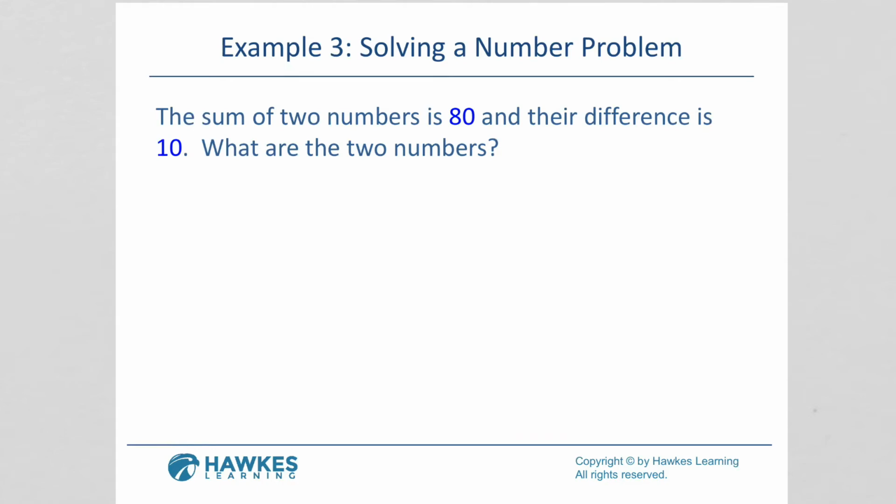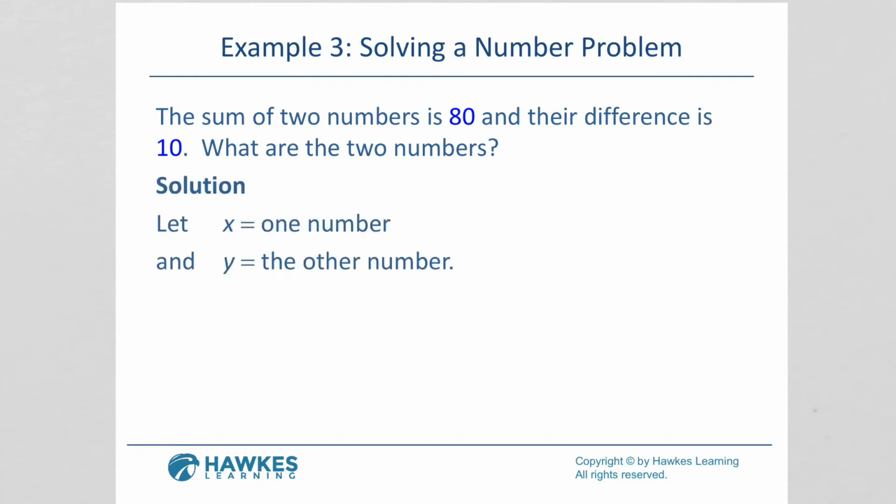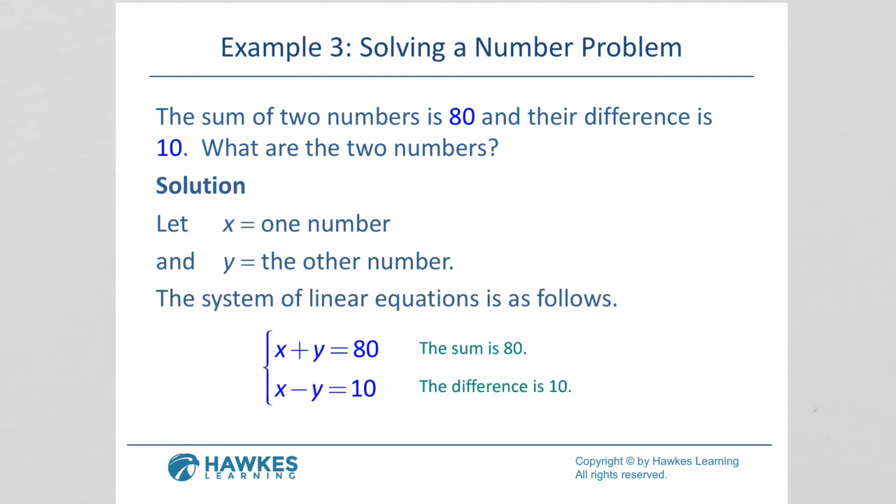Our third example, the sum of two numbers is 80 and their difference is 10. What are the two numbers? We start by defining our variables. So we're going to let X equal one number and Y equal the other number. And then the system of linear equations are going to be the following. X plus Y equals 80. We get that because we know the sum is 80. And our other equation is X minus Y equals 10. And we know that because the difference is 10.